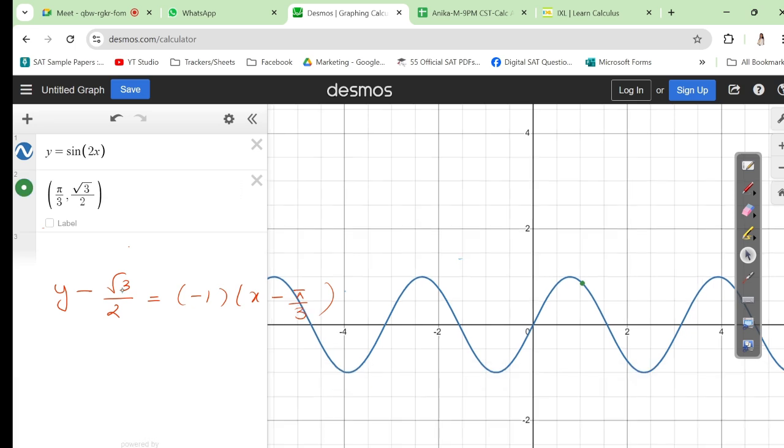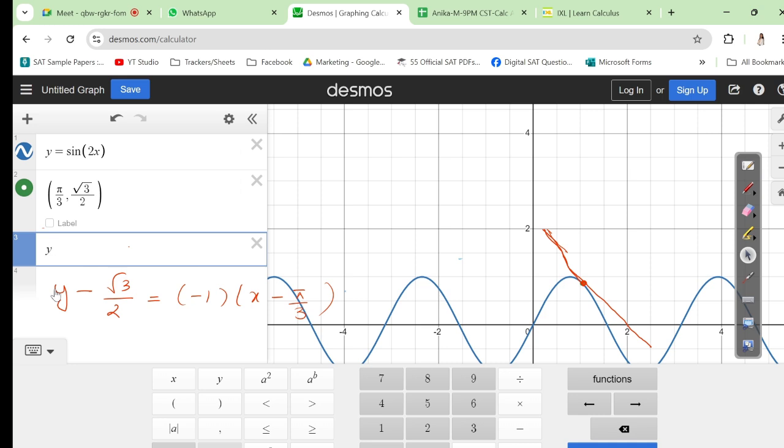So see, we have this curve and this is the point, and we have to find the equation of a line that is touching the curve at this point. So we first find its slope, which is -1. And now I'll type the equation that we found. You'll get this line, the line that I've drawn.